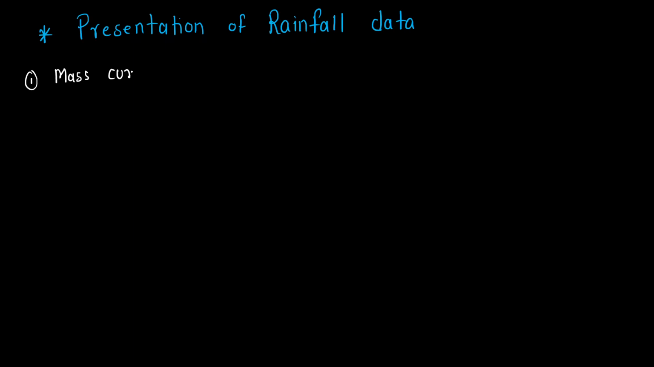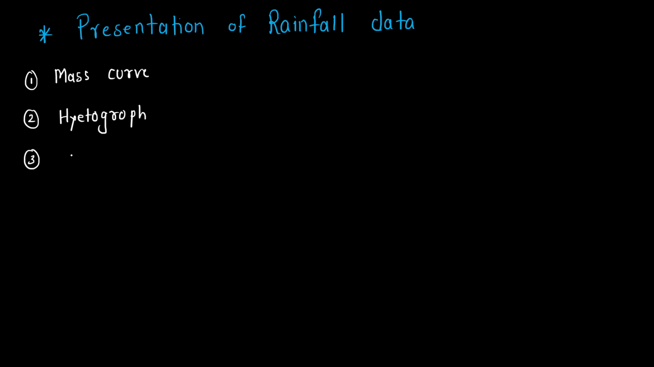So give the heading presentation of rainfall data. In this, the first way in which we can present the data is mass curve. In the previous lectures we have gone through this word mass curve. Now we are going to see what is a mass curve. The second way of representation of data, the most important in hydrology, is hyetograph.